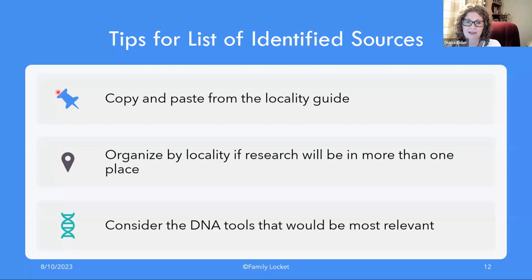The next step is to get that list of identified sources going. And this is where you're going to be so grateful if you have done a really good locality guide, because now you can just copy and paste from the locality guide what you think will be really good for this project. Now, in this project, I had some different localities. So one of my tricks is to organize by locality in my identified sources, and I'll show you that. And then we also want to consider the DNA tools that would be most relevant.